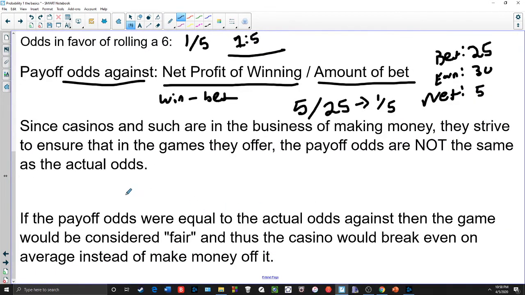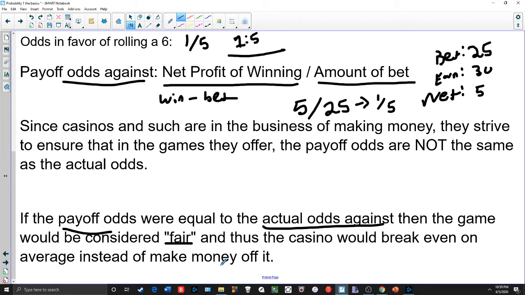So if you have the payoff odds equaling the actual odds against, what you have is what's called a fair game, and a fair game means that on average, over the long run, neither person is going to win or lose. They're both going to come out with the same amount of money that they entered with over, again, a large average amount of games. And that means that the casino would just be breaking even on their game, and they wouldn't be making money. They'd actually probably be losing money because they have to pay people to run the game, and employees and all that. So they want to make sure that their payoff odds are not equal to their actual odds against.